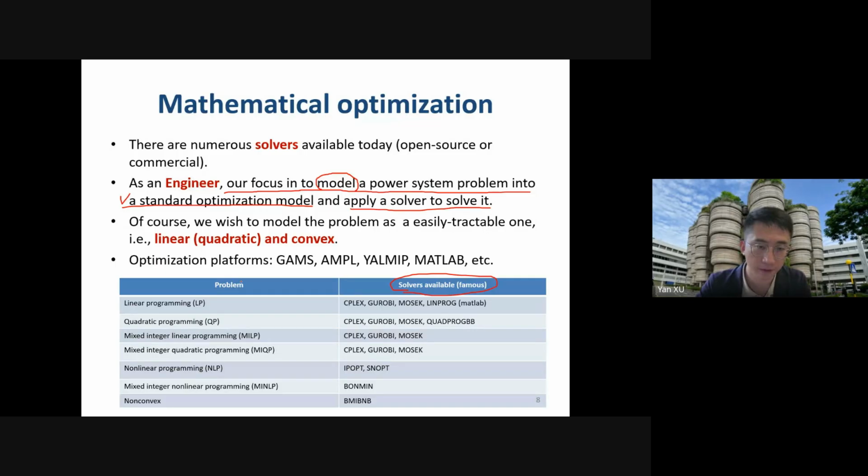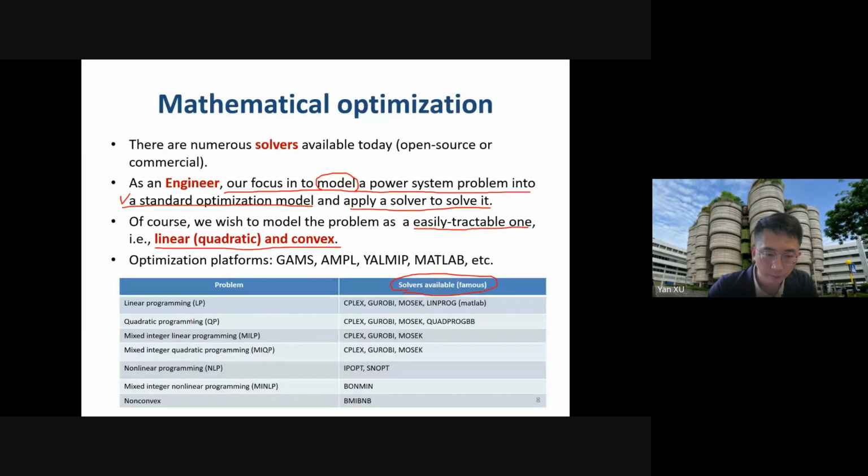But once again, we certainly need to model the problem as an easily tractable one. For example, it is linear, quadratic, and convex, because as I just explained, only the convex problem can guarantee you the global optima, right? So when we have a complex power system problem, we try to simplify it. We try to make a linear model. We try to make a convex model, okay?